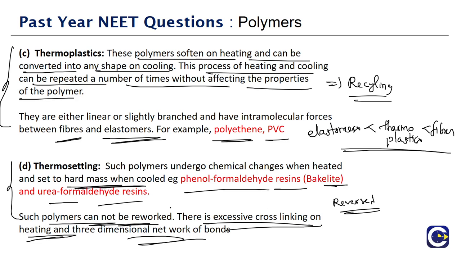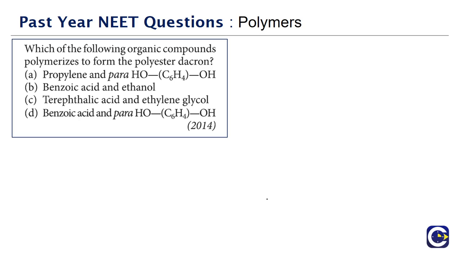Okay, so that is about the thermosetting polymers. Here we don't want to use the word intermolecular forces. Why? Because it is actually completely covalent. So there is no concept of intermolecular forces. It is all three-dimensionally covalent bonding, which will be strong covalent bonds. Okay, so this is about the four categories of the polymers based on the strength of the intermolecular forces or the way they respond to heating.